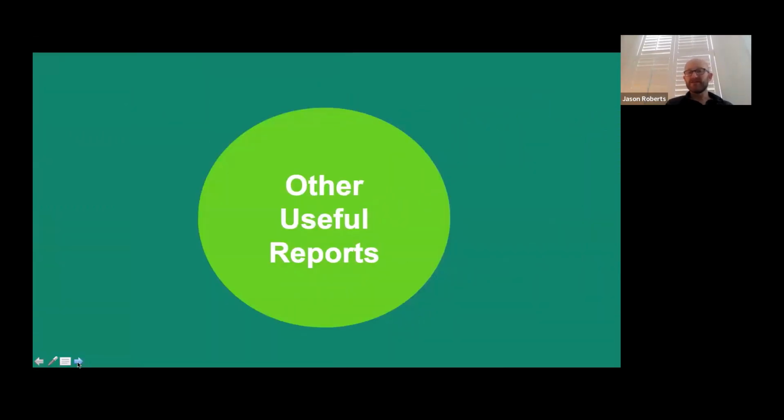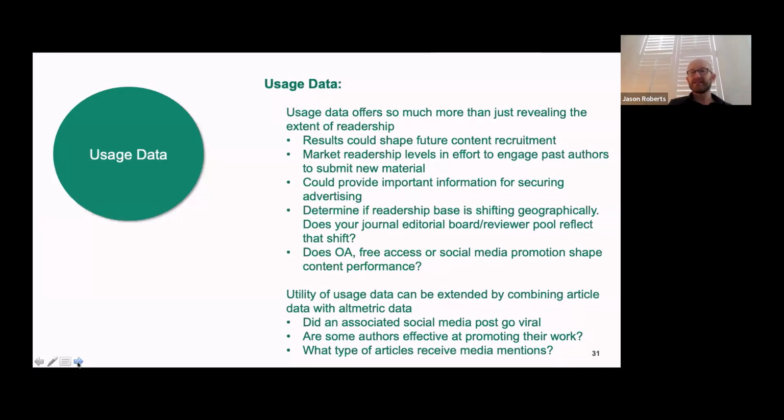Okay, so some other useful reports. And again, like I said, these slides are available afterwards, and please feel free to follow up with me if you have any questions on what you see. So I think there are other things that we don't use enough as editors or in the editorial office, and we could derive a lot more meaning from them if we use them.